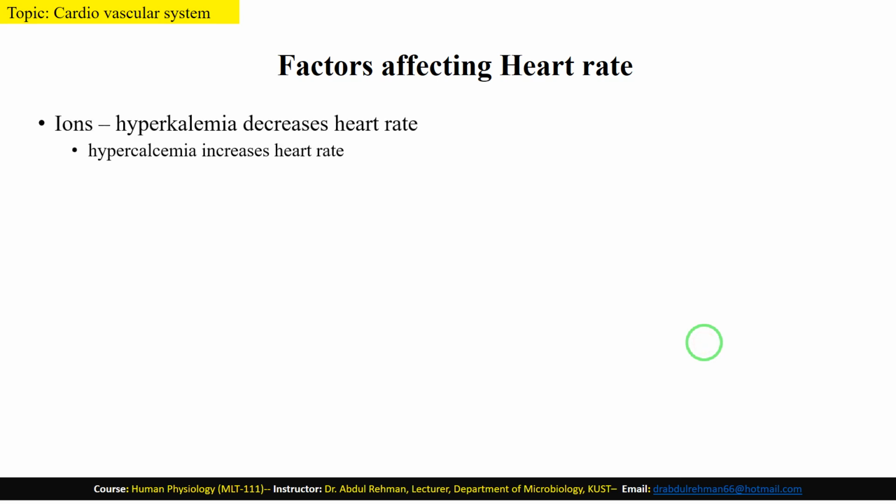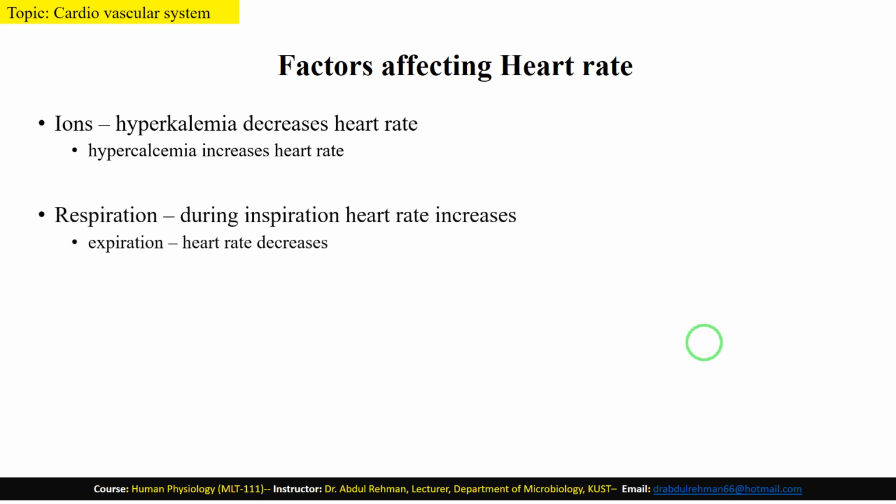Different ions also affect the heart rate, like a higher concentration of potassium ions in the cardiac muscles decreases the heart rate, while a higher concentration of calcium ions in the heart muscles increases the heart rate. Then respiration: during conditions like exercise, the body needs more and more oxygen. So during inspiration, heart rate increases, while during expiration, heart rate decreases.